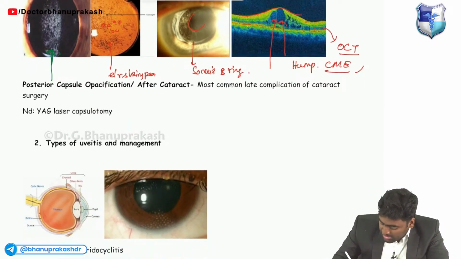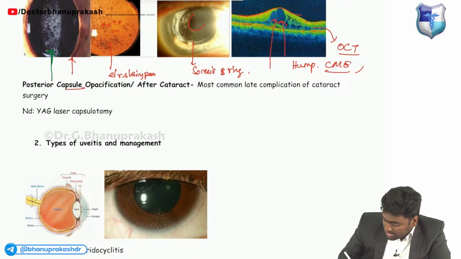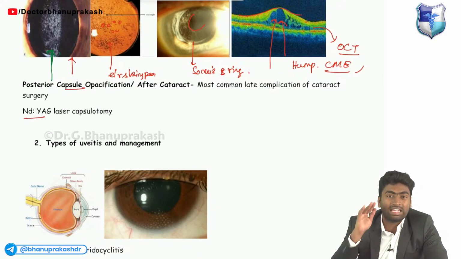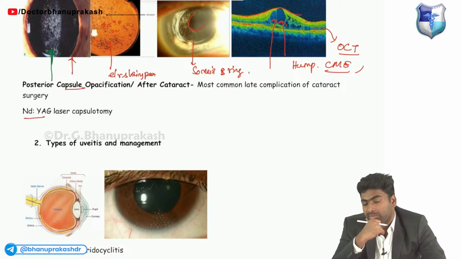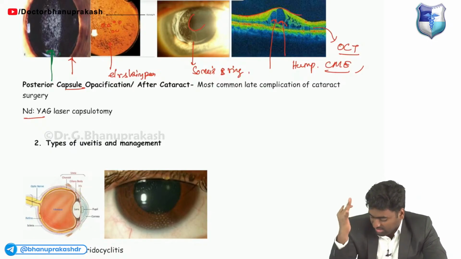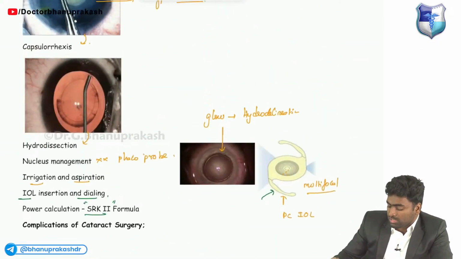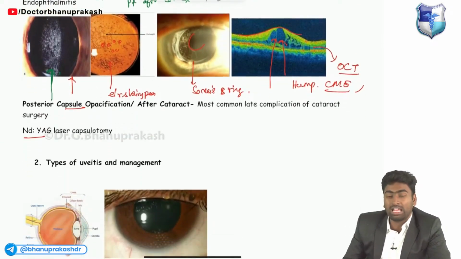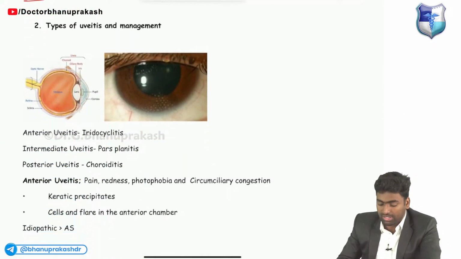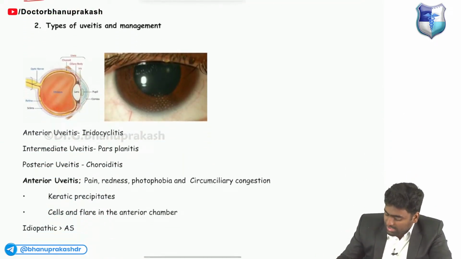And to treat this posterior capsular opacification, we'll use a laser known as the Nd:YAG laser. Remember, we use the Nd:YAG laser for this. This is one of the most important parts, cataract, and one question will come from this. Fine. And next, if we move on, it is uveitis.